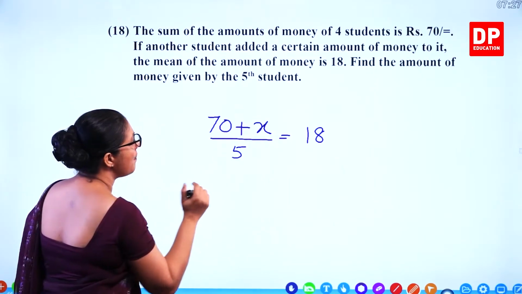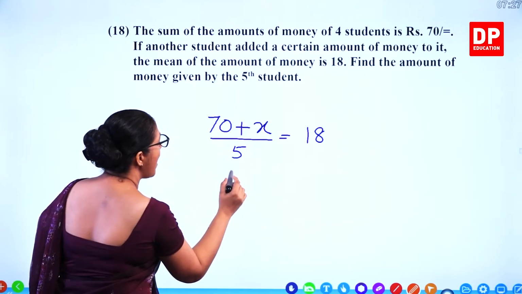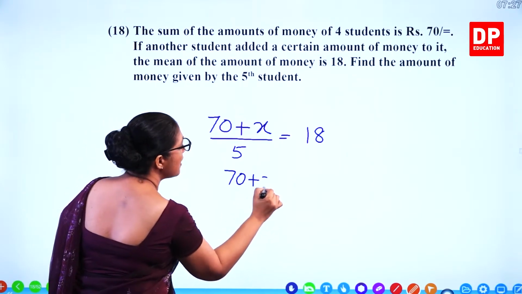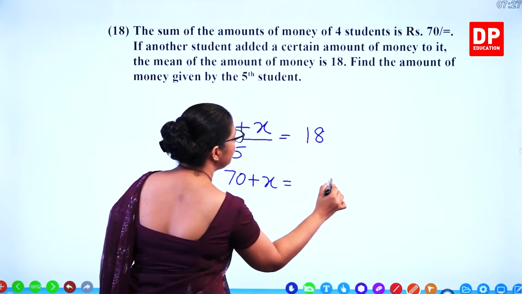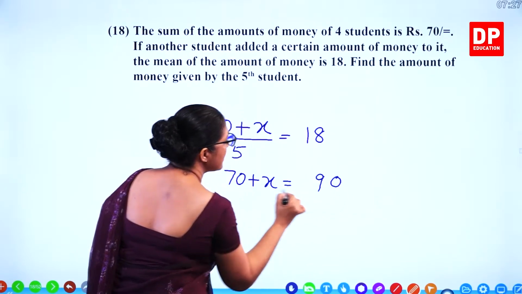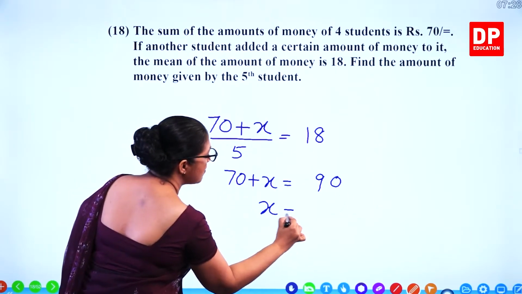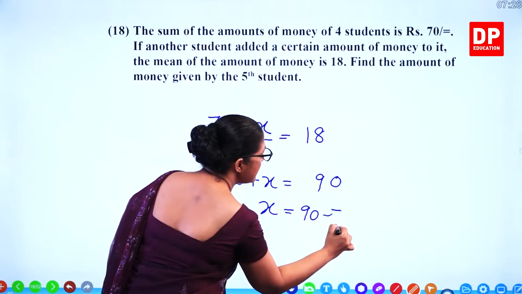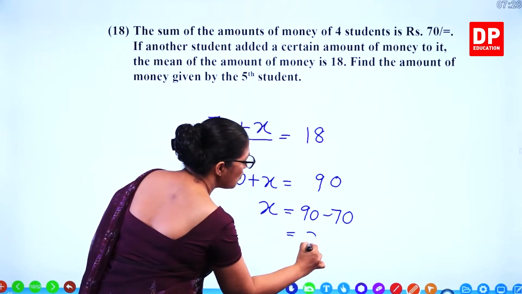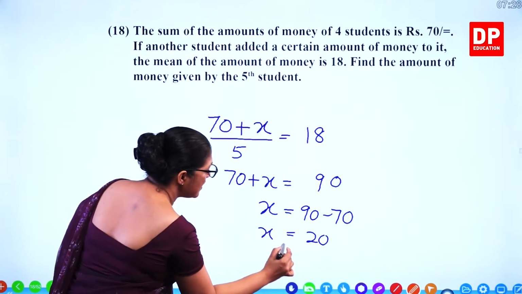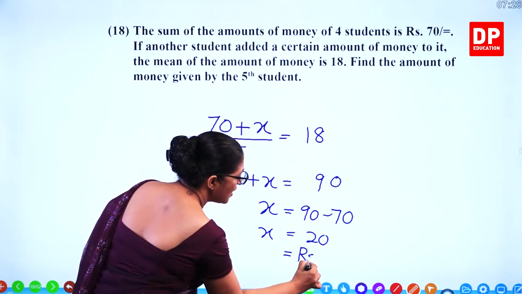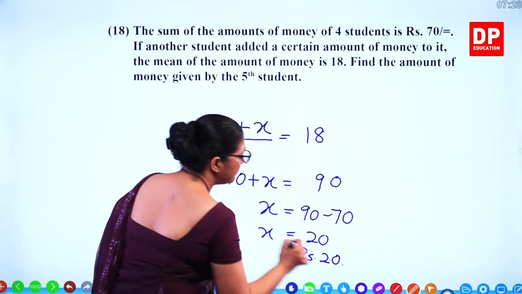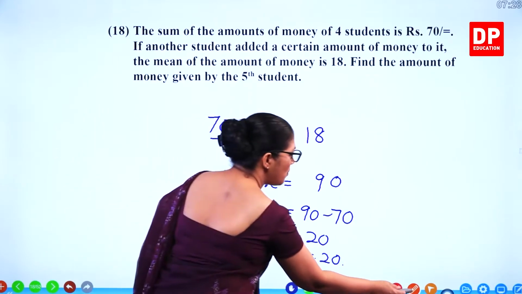So what's the first step? You multiply by 5. So 70 plus X becomes 5 times 18. That's 90. So X becomes 90 minus 70. You get 20. So that means the added amount is 20 rupees. So you get 2 marks for that.